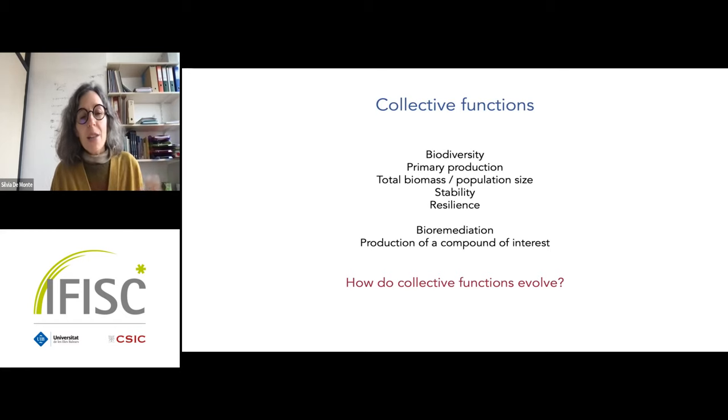Another general problem that one has to understand is how do collective functions evolve? Do communities, for instance, evolve because of these functions, or are these functions the byproduct of something else? And this is a question that has led evolutionary biologists and philosophers to discuss for a long, long time. But one possible way to solve this is actually to try and see whether evolution of a collective function works in practice.